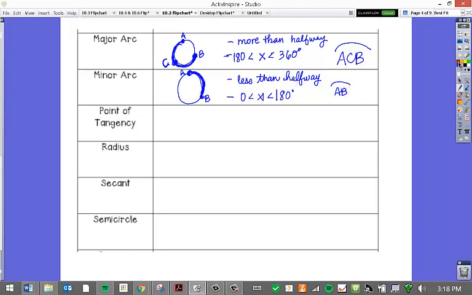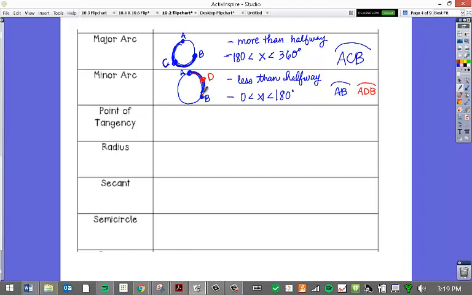If I put a third point there, if I said that was D, I could also totally call this arc ADB. Just because it has 3 letters doesn't mean that it's automatically a major arc. If it has 2 letters, it's definitely a minor arc. And if it's a major arc, it has to have 3 letters. But here's an example of a minor arc that you can use 3 points to name.